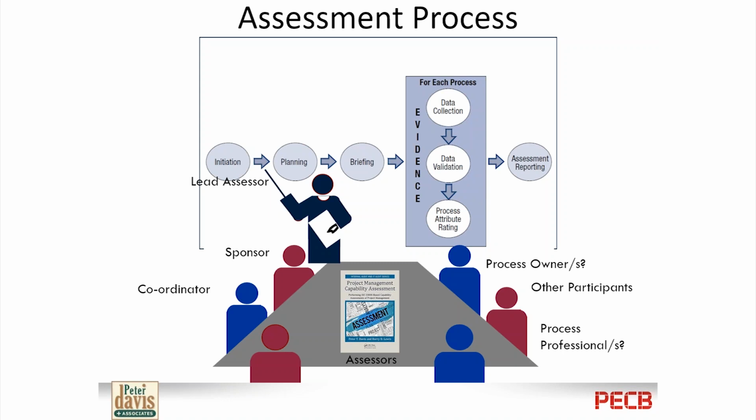Once we have got all the data, then we can do our analysis. And once we do our analysis, we can go back and do our process attribute rating. And remember, that was where we gave it a value from 0 to 100%. And you decide on how that ranking is going to be done. And you will talk about it in the briefing, and you will talk about it in the planning. And everybody's going to understand how you're going to derive that number.